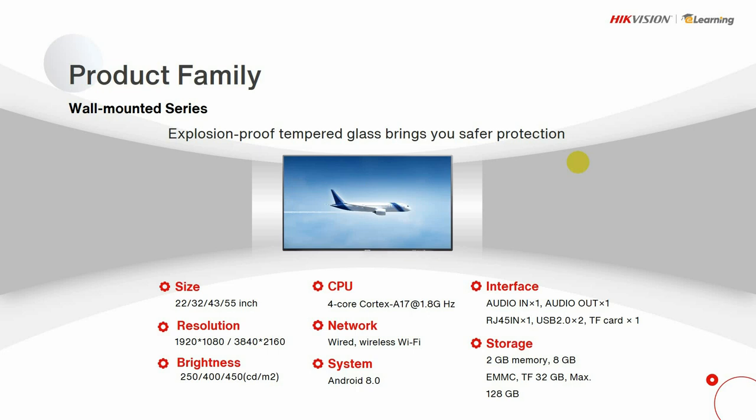You can choose a resolution of 1080p or 3840 by 2160. It supports wired and wireless Wi-Fi. The system is now Android 8.0 with storage of 2 GB memory, 8 GB eMMC. You can expand the storage with a maximum of 128 GB.